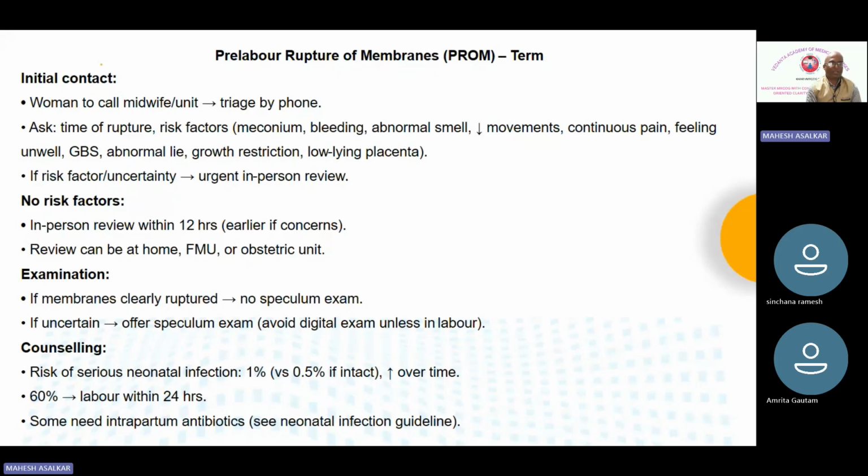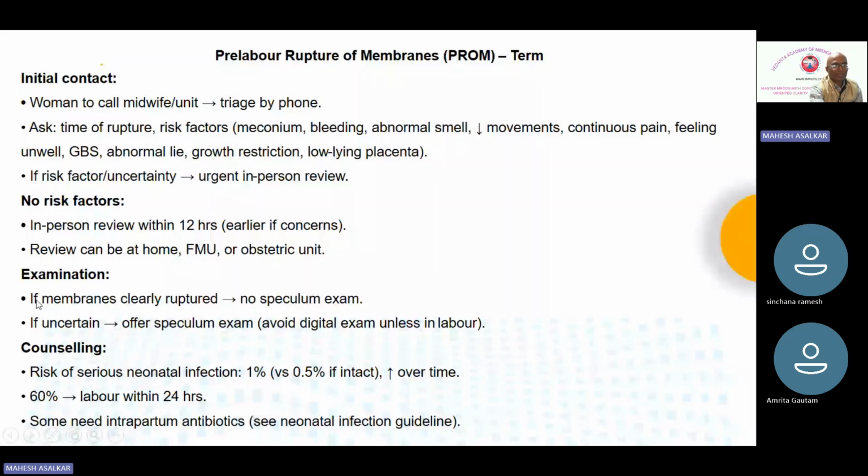Look for the risk factors. If there are risk factors, or if we are not sure, then ask for an urgent review in person. If she is a low risk patient, in-person review will be within 12 hours. But if there are risk factors, or say pyrexia, etc., then she will have an urgent review. So first is the telephonic contact. Look for the risk factors. If no risk factors, she will report within 12 hours, and review can be done at home, FMU, or obstetric unit.